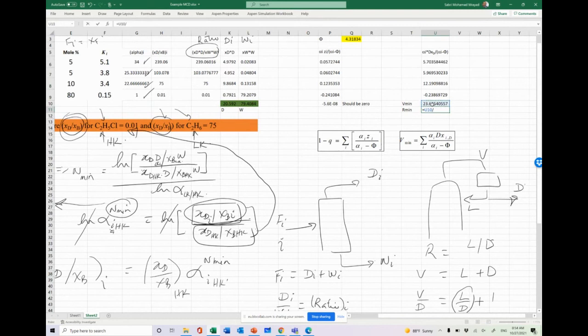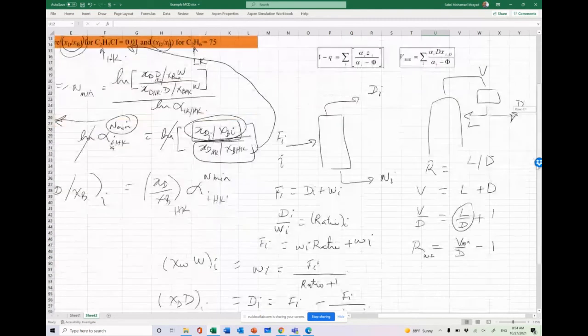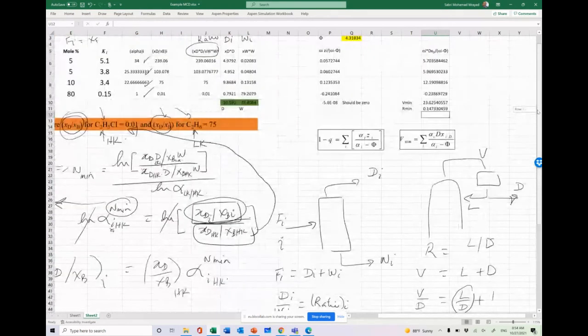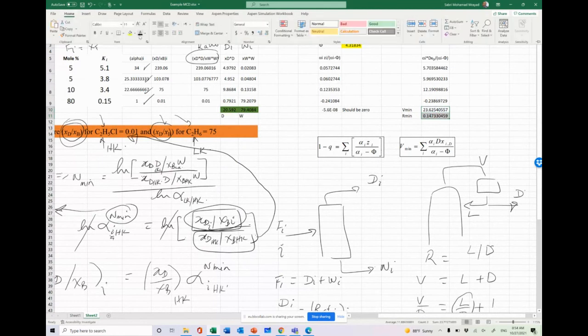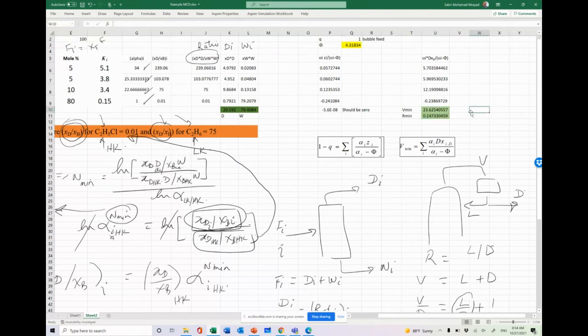Divided by D, this is my D here, so I write it here. Minus 1. Why am I saying minus 1? Because that's what the equation says. So the final value is 0.147. So I know R minimum now, and I got V minimum, all that I wanted. I can highlight them here as the output, just to ensure this is the result of my calculation.